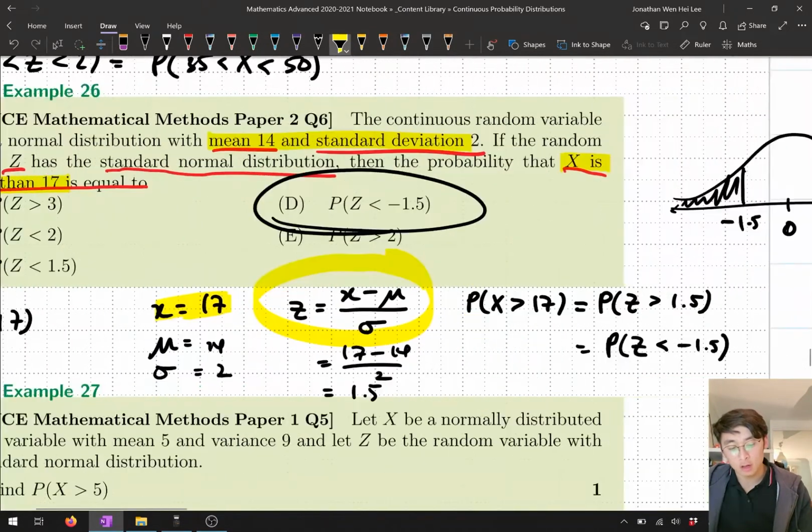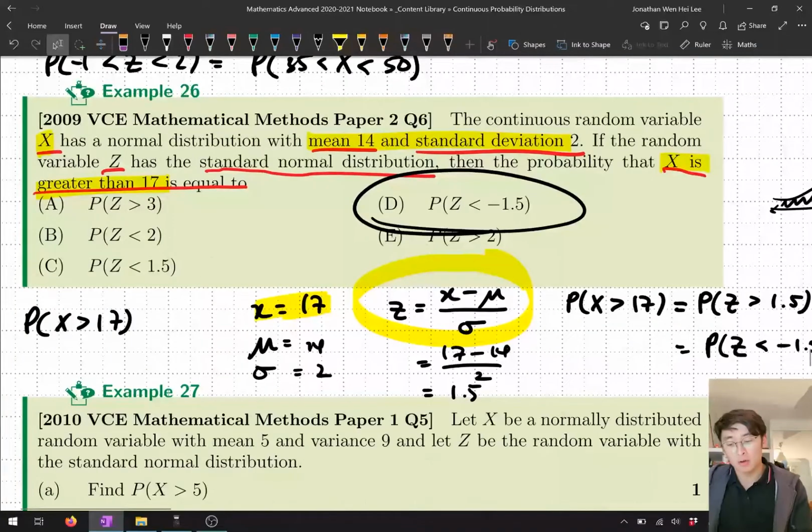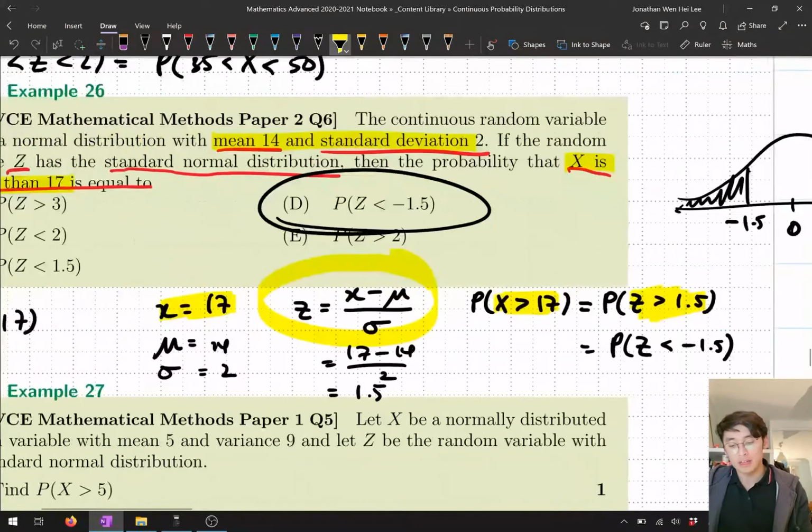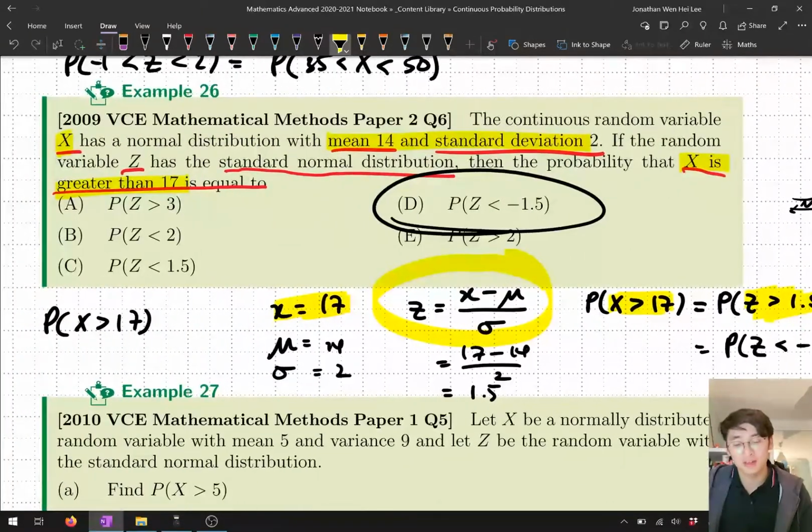Then from there, we can figure out what our original probability is equivalent to if we were looking at the standard normal distribution. So we were trying to look at the z-scores. If we wanted to find the probability that x was greater than 17, that's the equivalent of finding a z-score of bigger than 1.5. And then we noticed that none of our answers was actually z is bigger than 1.5.